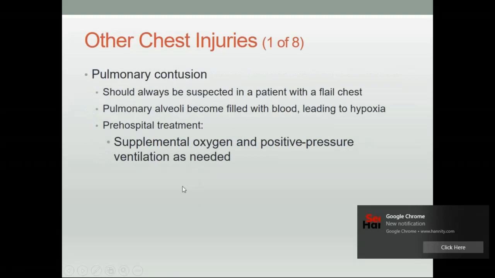Pulmonary contusion, we've talked about pretty extensively already. We know what it's doing. We know the pathophysiology of a pulmonary contusion now. What do we do for it? Supplemental oxygen and positive pressure ventilation if needed.